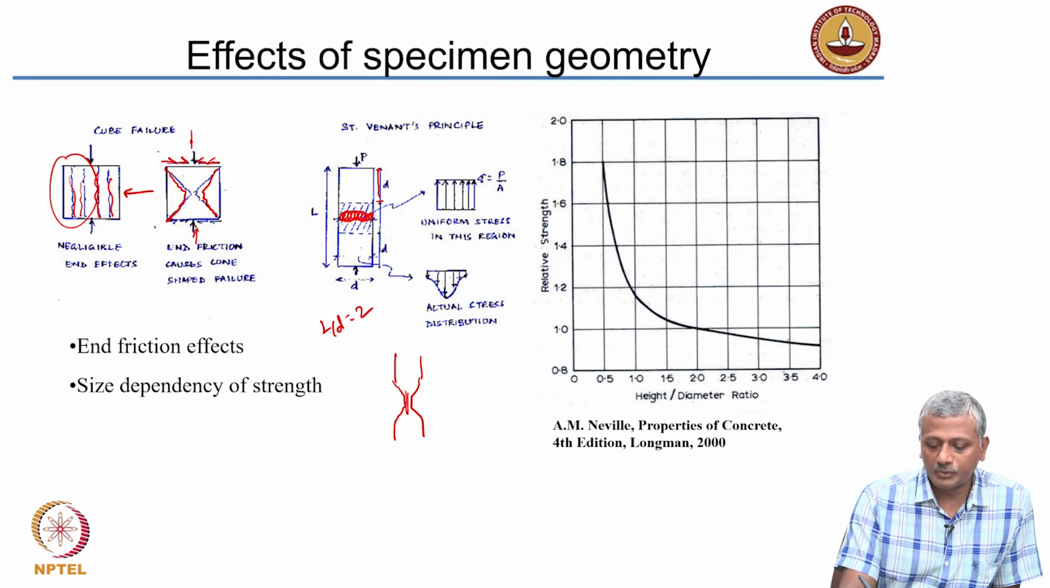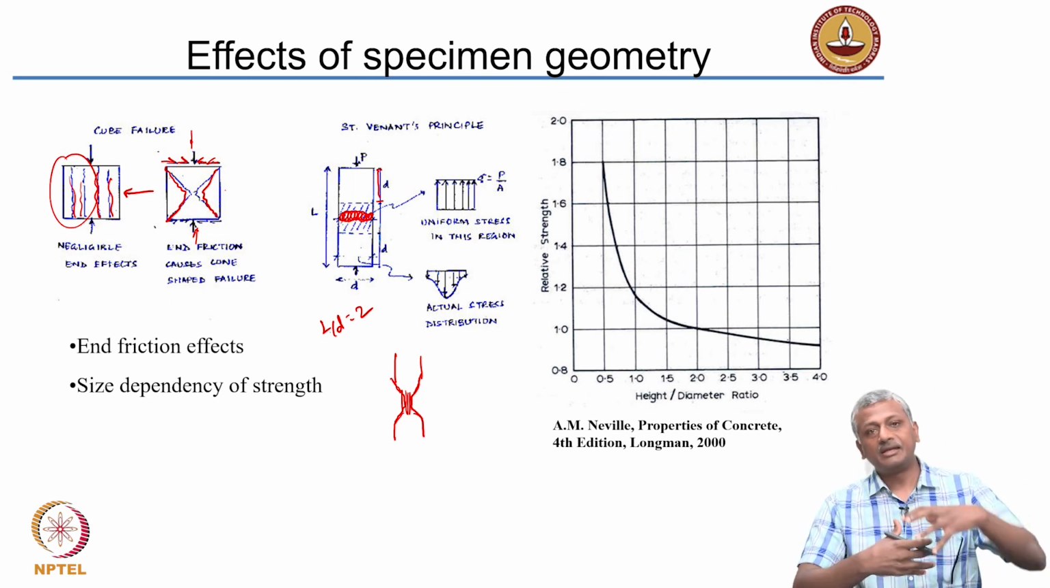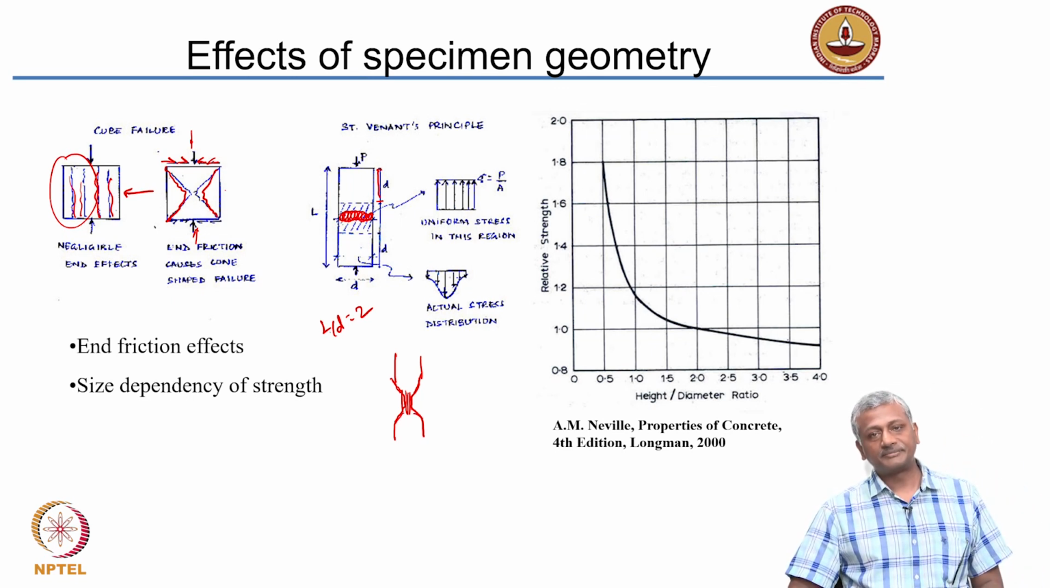Okay, you get almost vertical cracks in the center, and then there are some inclined cracks like that, and that basically is the failure pattern of a cylinder. Okay.